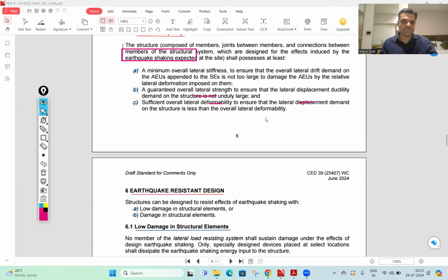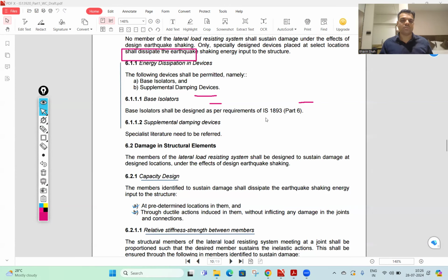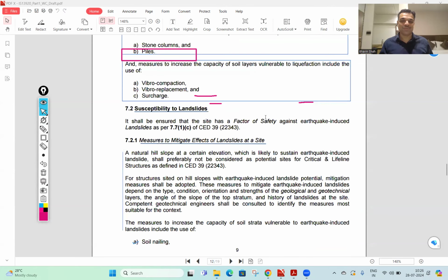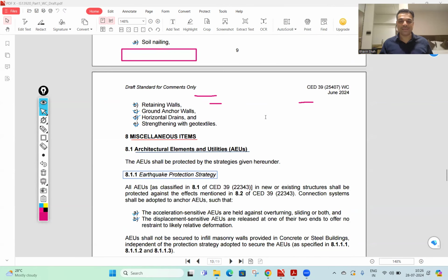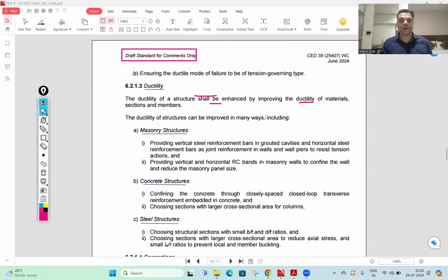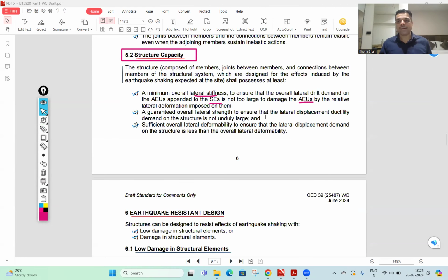What's the full form? Let's see the full form of AU. I just forgot. The full form of AU is architectural element and utilities. Okay, E stands for element. So architectural element and utilities.